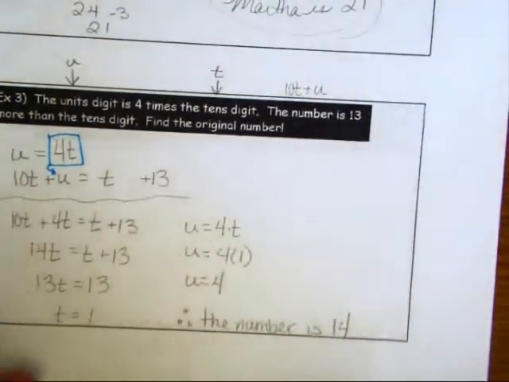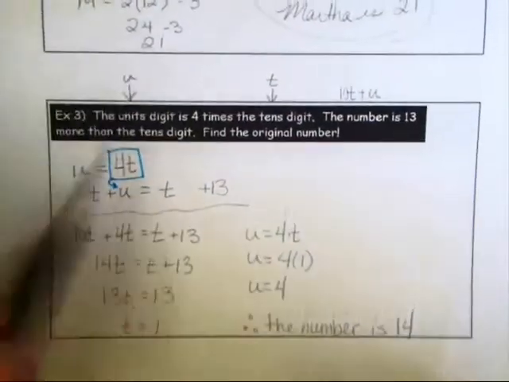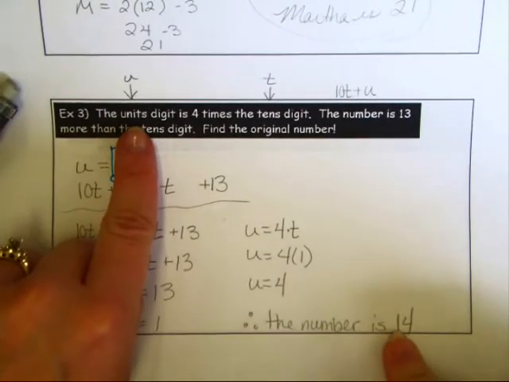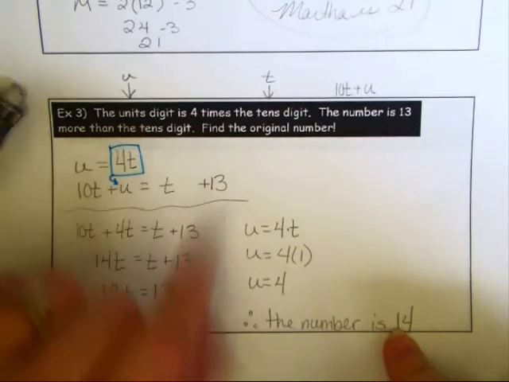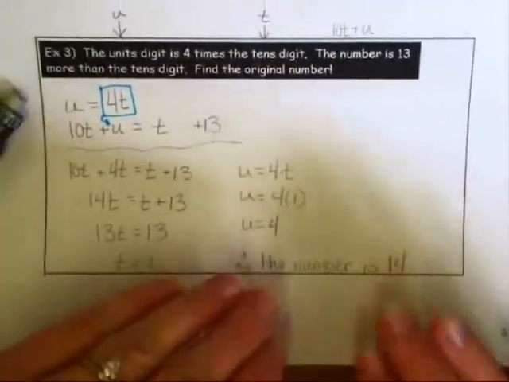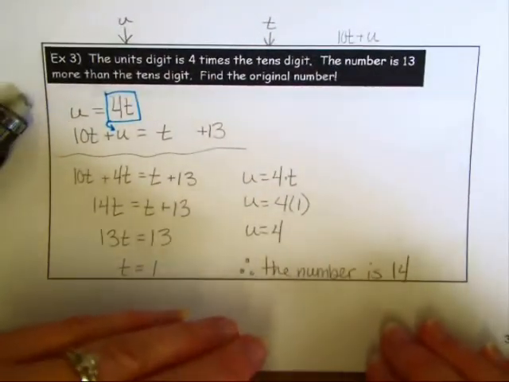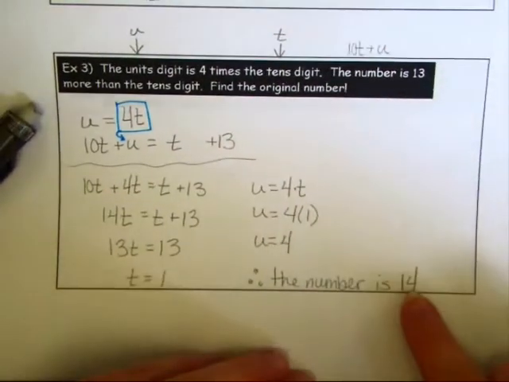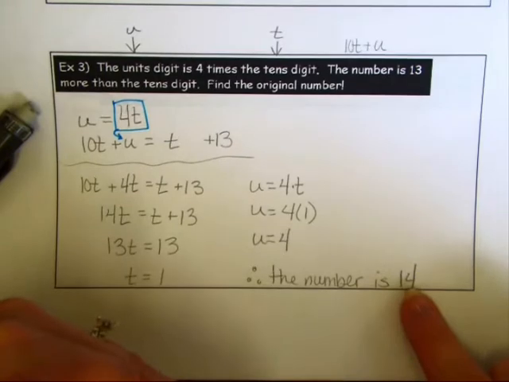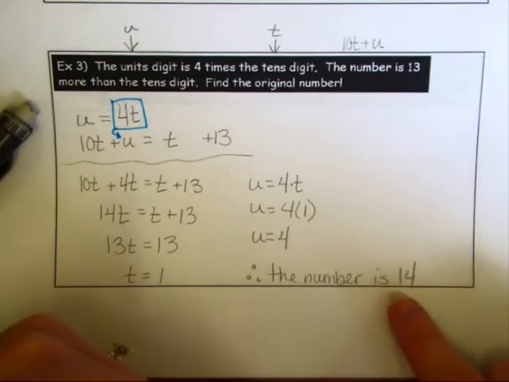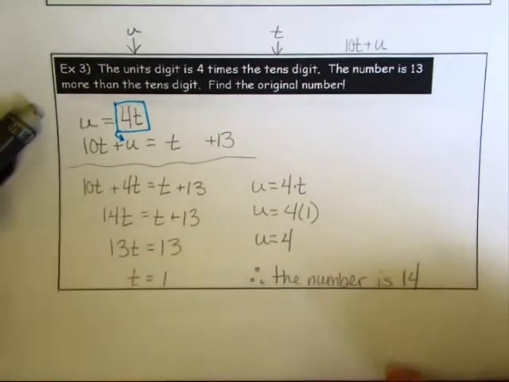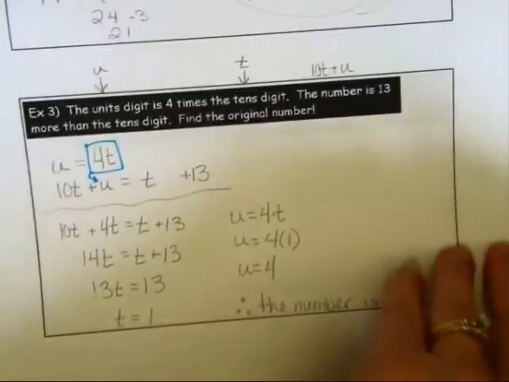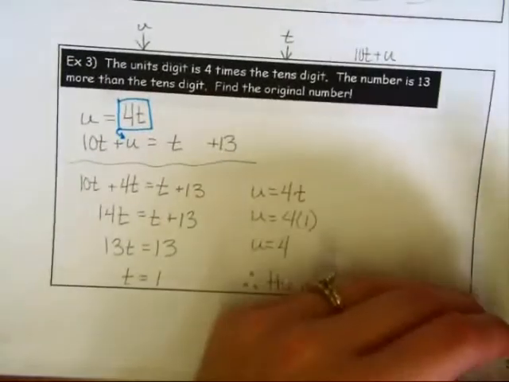Now, if you don't believe me, check this out. Up here, is the units digit 4 times the tens digit? Yep. Is the number itself 13 more than the tens digit? In other words, is 14 13 higher than the tens digit of 1? Absolutely. Pretty nifty, isn't it, how that little trick can work? On for some more fun.